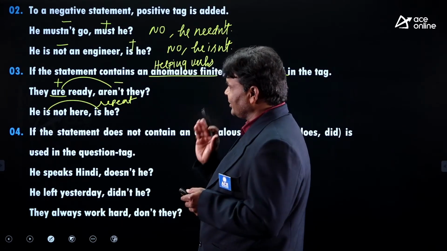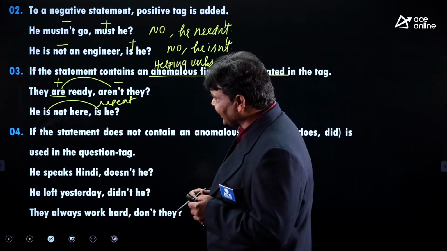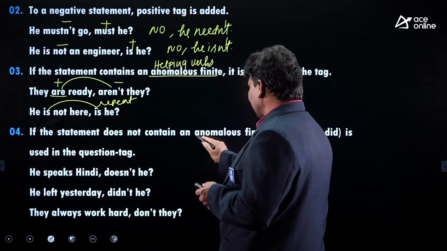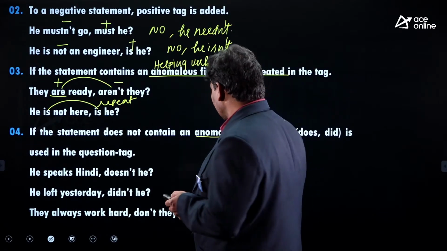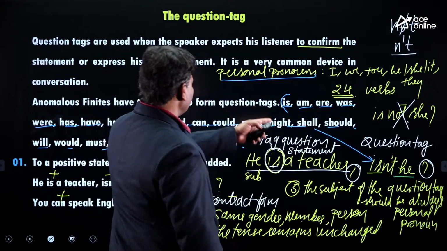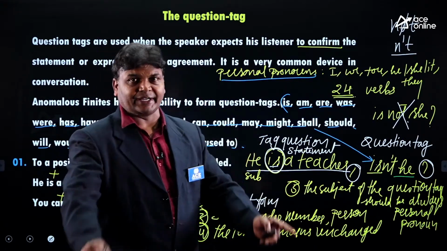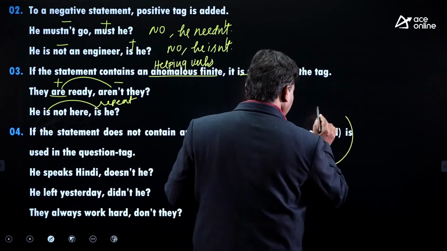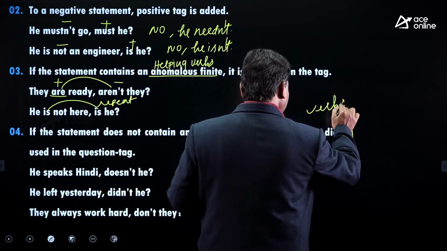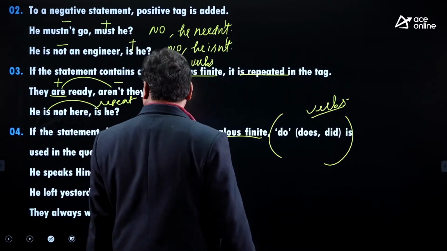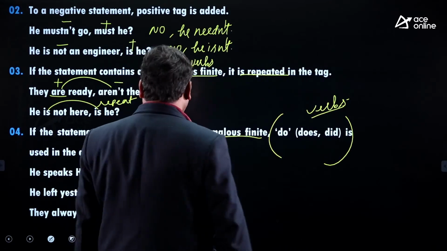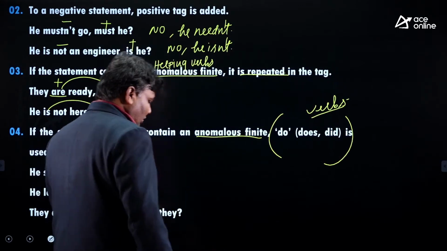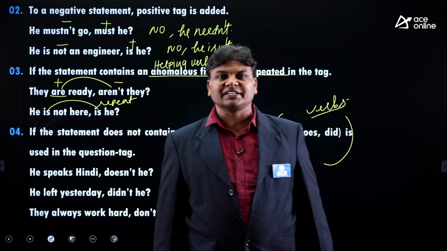So, can we go with the number 4 now? First one you understood, second one and third one also you got it, fourth one now. If the statement does not contain an anomalous finite, what will you do now? Supposing you don't find these 24 anomalous finites, what are you going to do? You are going to borrow these 3 verbs, students. If the statement has the main verb, in other words, if the statement does not contain an anomalous finite, do, does, did is used in the question tag, or do, does, did is borrowed.